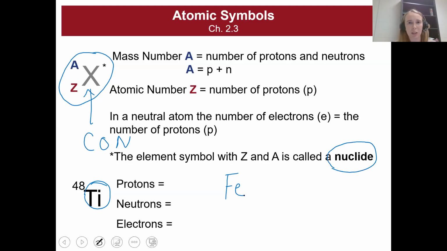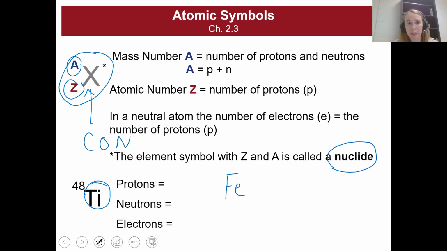Ferric or ferrous are different ways we talk about iron compounds. So just so you know, sometimes they aren't very similar at all to what the word is. All right, so X is the element symbol. A is our mass number, and Z is our number of protons, the atomic number.